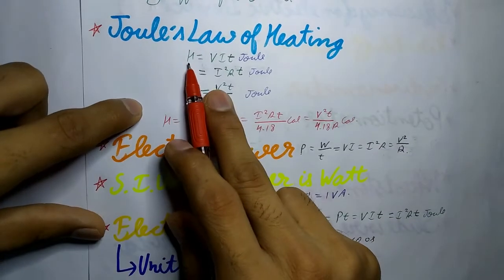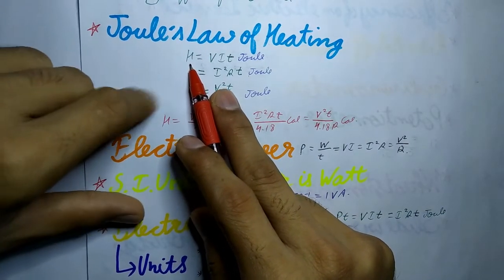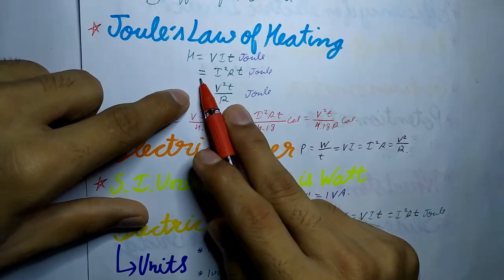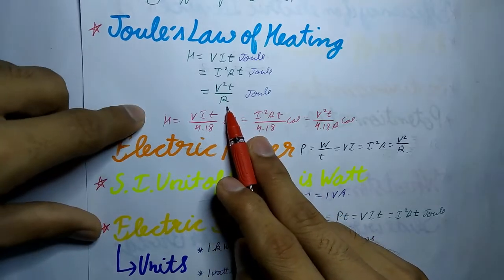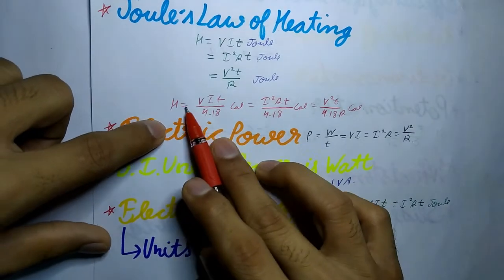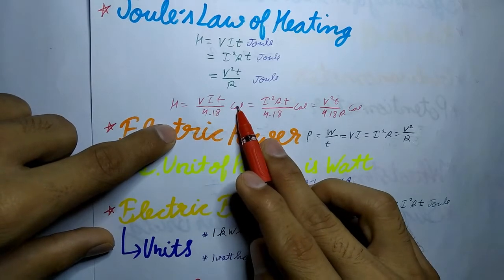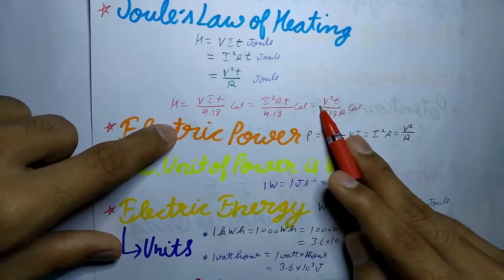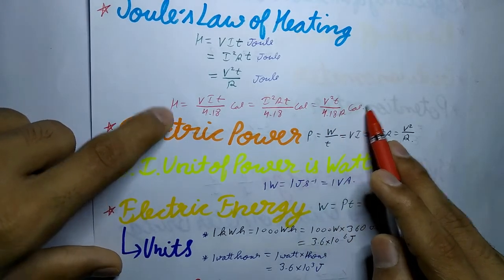And mathematically this law can be expressed as H = VIt, and its unit is joule, which equals I²Rt, which equals V²t/R. Or we can say that H = VIt/4.18 calorie, which equals I²Rt/4.18 calorie, which equals V²t/(4.18R) calories.